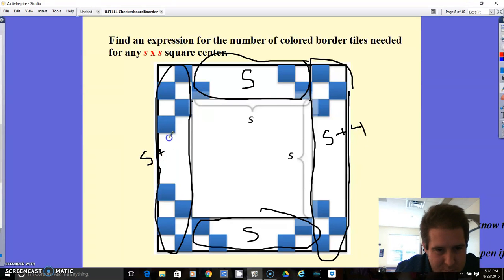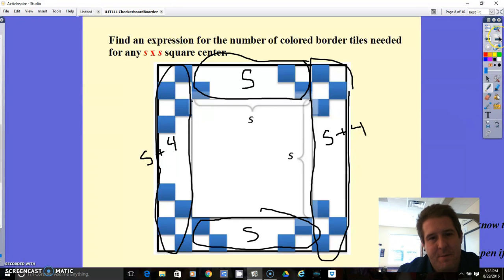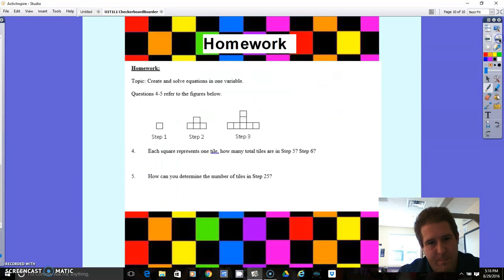Now, if you take all of these expressions and combine them, you've got one expression that will represent any amount of tiles, no matter how big the size of the square is on the inside. It will work for anything. So that is very useful. All right, so then that gets us to the homework.